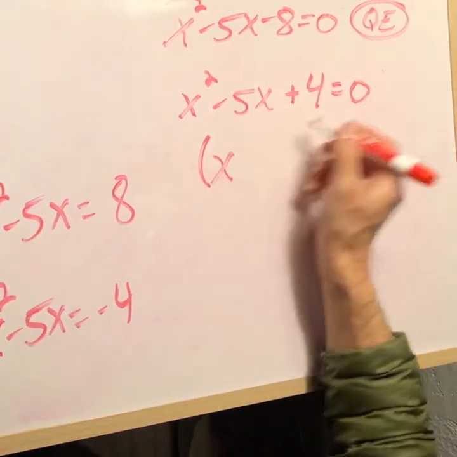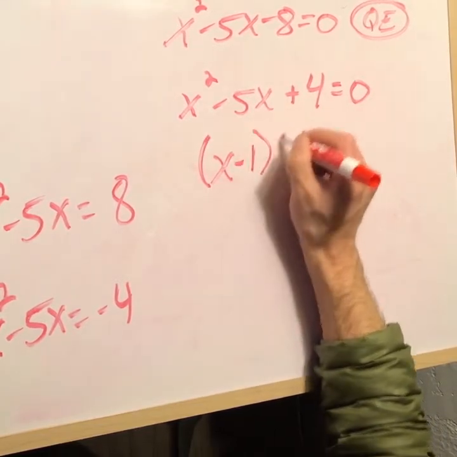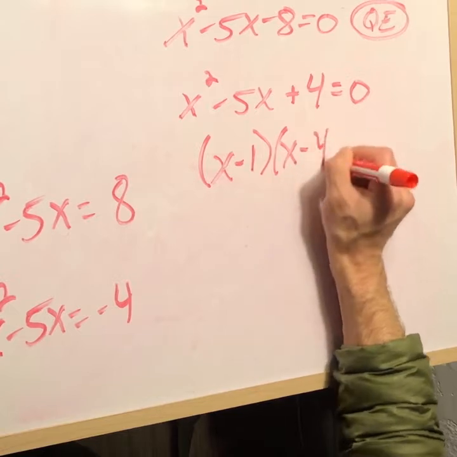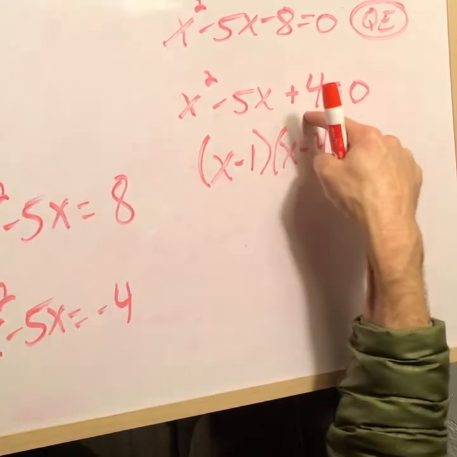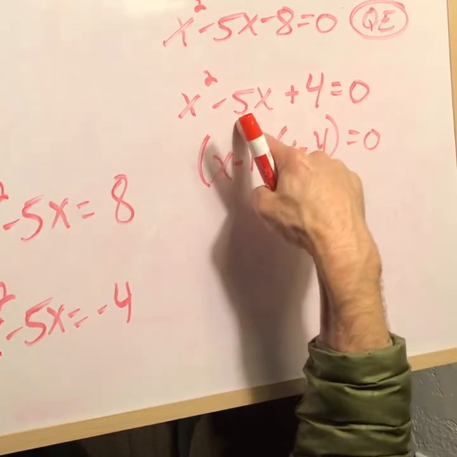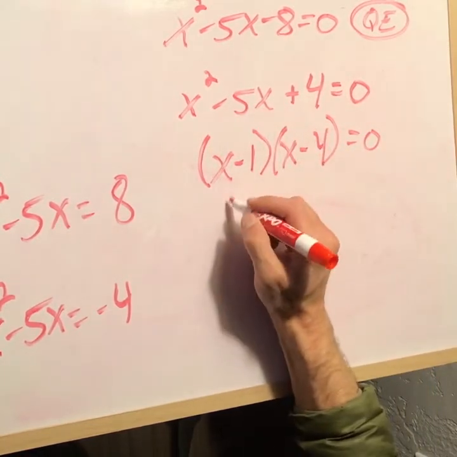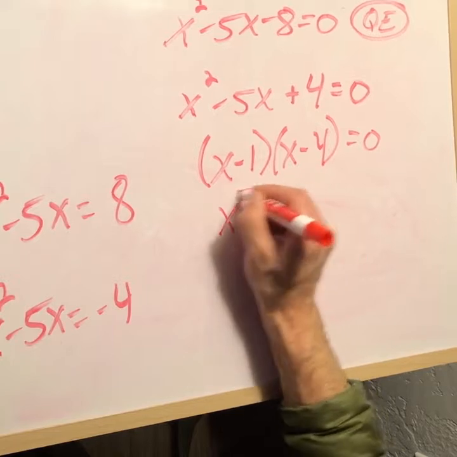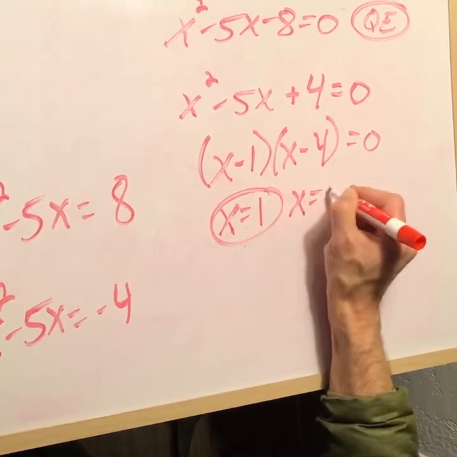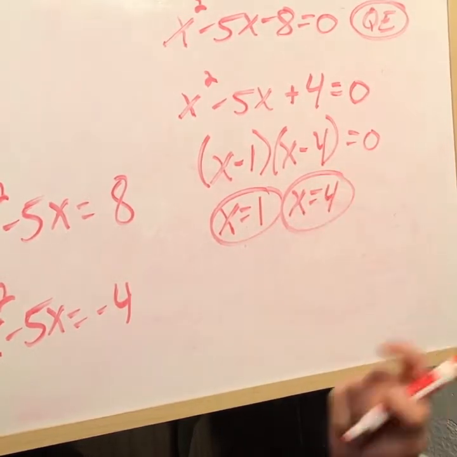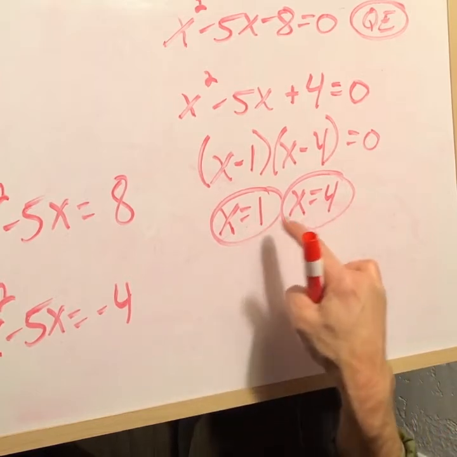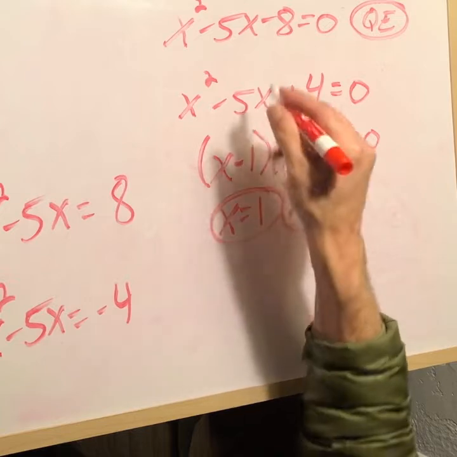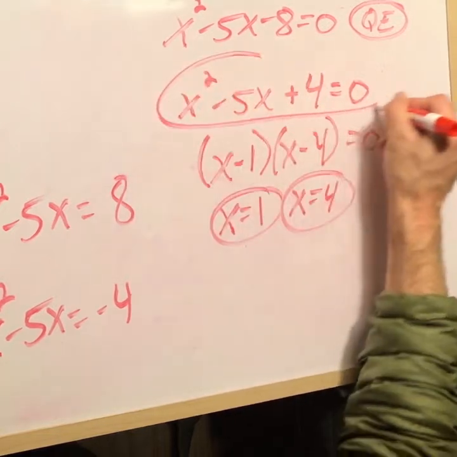This becomes (x - 1)(x - 4), because negative 1 times negative 4 is positive 4, and negative 1 plus negative 4 is negative 5, giving you a solution of x equals 1 and x equals 4. You're going to have 2 solutions. The first 2 solutions are 1 and 4, because this one was very simple to solve.